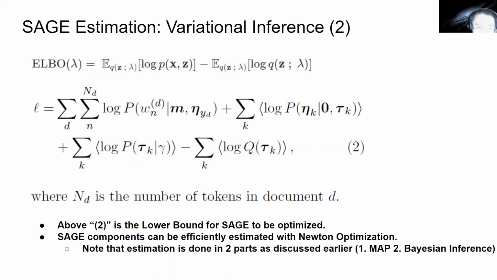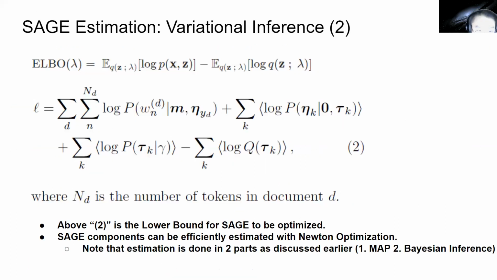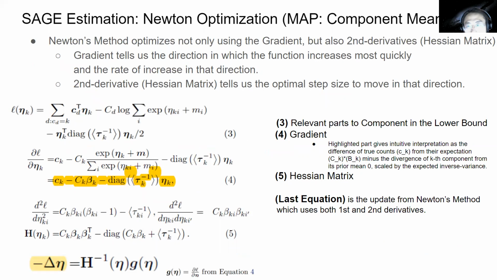Yes, and as I said before, it's a two-step process. The component mean has to be estimated by getting the point estimate, which involves the maximum a posteriori, and the variance of the component does not have such sparsity constraints, so we can just do Bayesian inference. So it's two parts in estimation. Okay, so what kind of method are we using in terms of optimization?